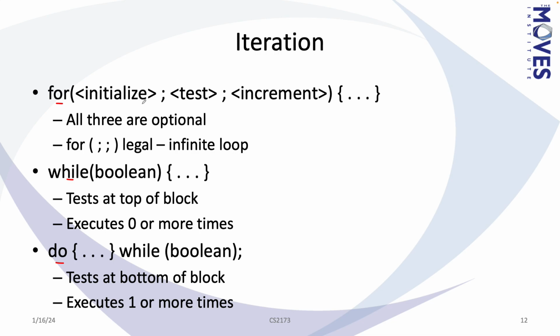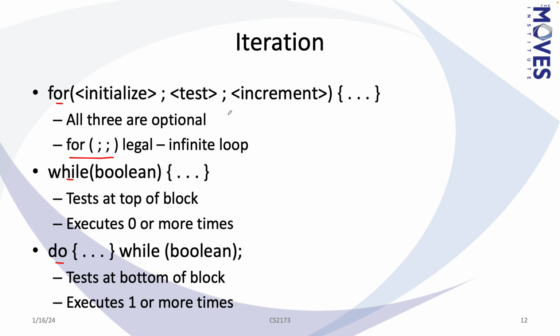So the idea of this is you initialize stuff, you test it, and then you increment. And they're all actually optional. So this is actually a legal statement, and this will produce an infinite loop. In other words, you're not initializing anything, you're not testing anything, and you're not incrementing anything. There are 2 main uses. One is when I have either an array or a container. We'll see what a container is later in the course. And I just want to iterate over every single one. I can just buzz through them.